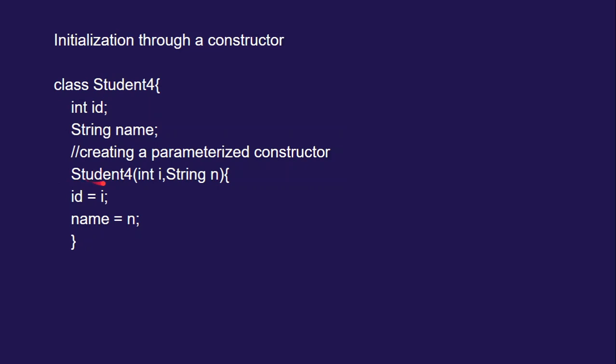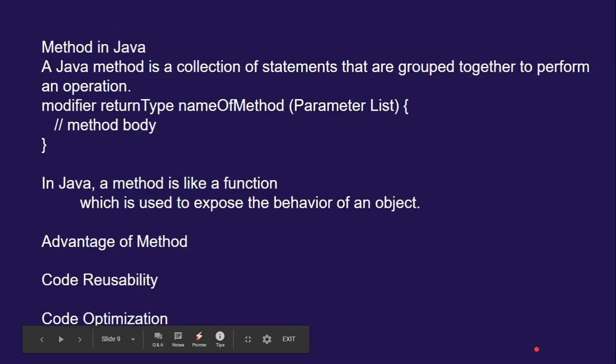What is this function student4? This is the function with the same name as the class name. That means this is a constructor which constructs the variable. That means it initializes the variable automatically on its own. That is a property of a constructor. But in this case, it is a parameterized constructor which carries the values i and n and passes them to the variables id and name. So these are the three ways we can initialize the data of an object.